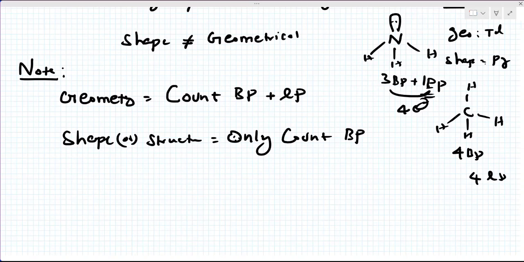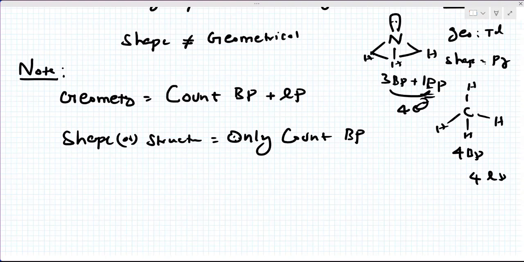But if you are going to find the shape, ammonia has only 3 bond pairs, don't count the lone pair. Without the lone pair, look at the geometry. Ammonia, what is it? This is pyramidal, right? Now in methane, there is no lone pair. Therefore, the geometry and shape are the same. For methane, geometry is tetrahedral, shape is also tetrahedral. For ammonia, geometry is tetrahedral, but shape is pyramidal. You understand? This is a very, very important point.